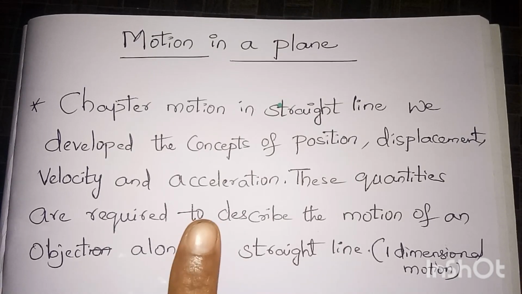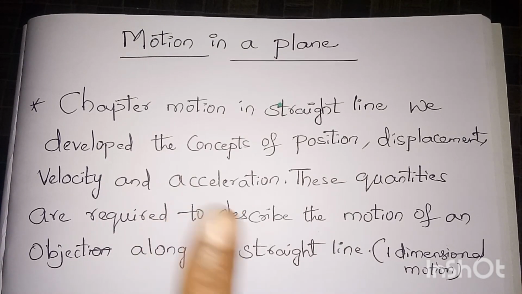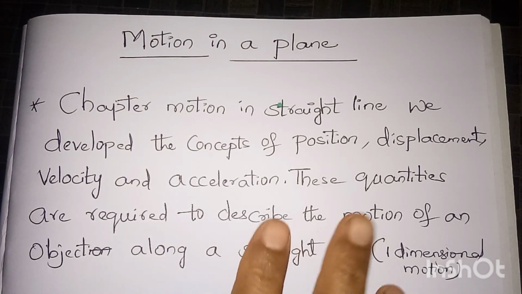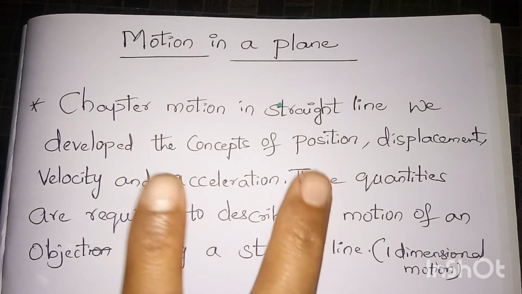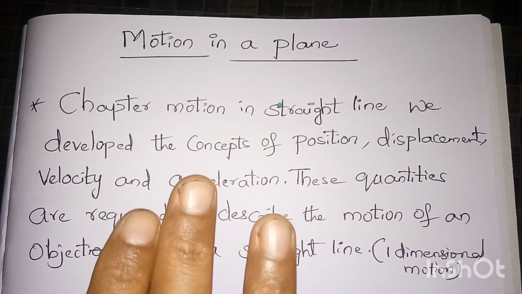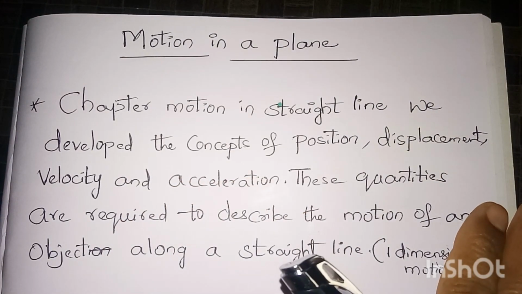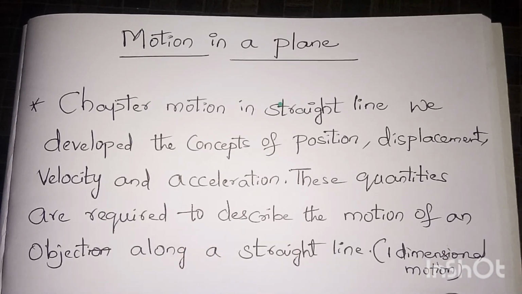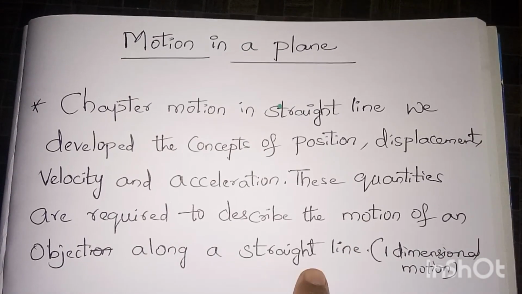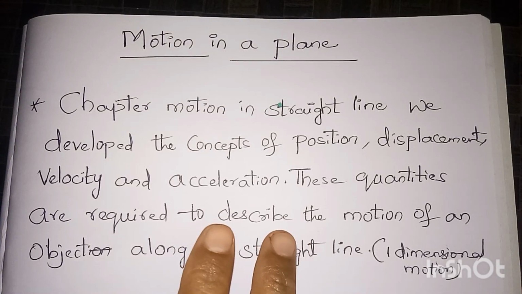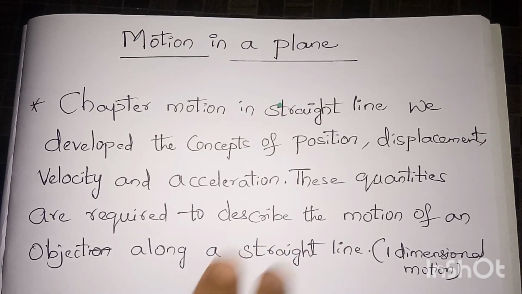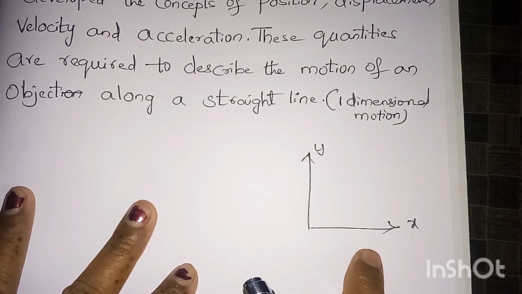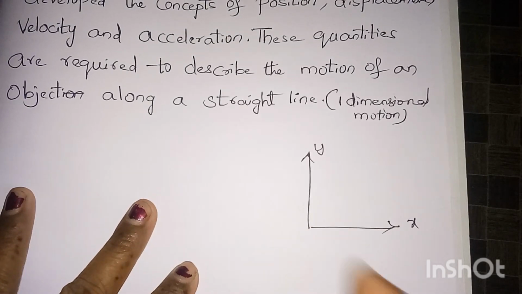Suppose an object moves only in one direction, it represents one dimensional motion. Suppose an object moves in two dimensions, that is in two axes. If an object is moving along the x-axis, it represents only one axis, so it is one dimensional motion, that is motion in a straight line. If an object is moving in two directions or in two axes, that is x and y axis, it represents two dimensional motion.